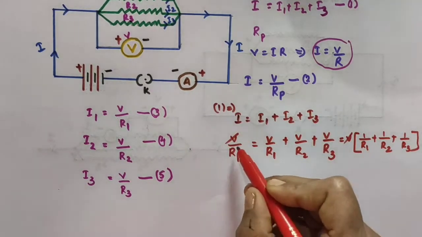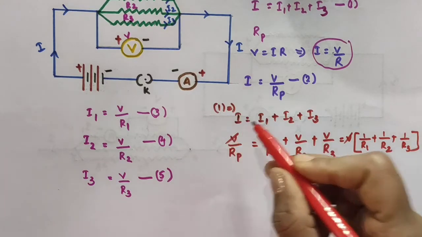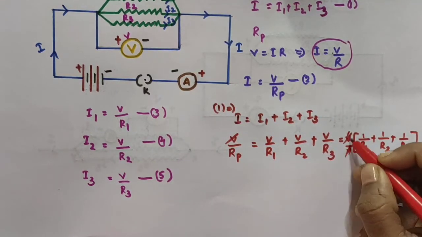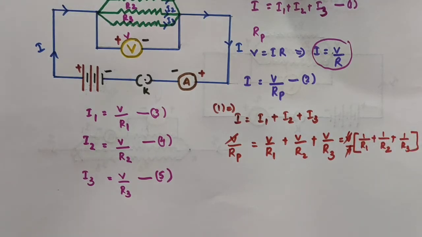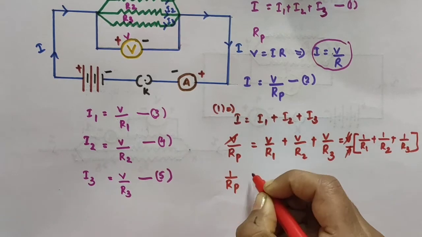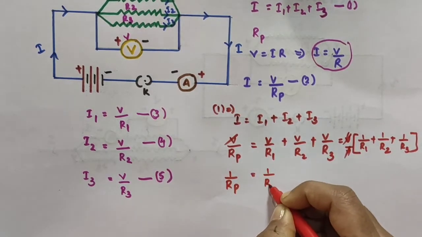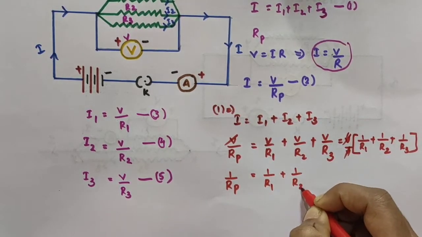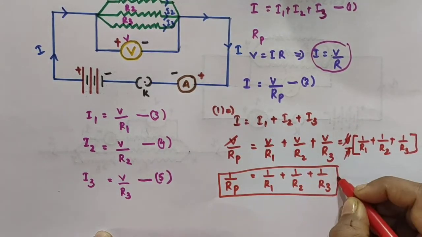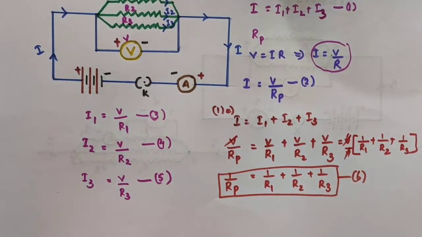That is, when you are taking this V from this side of the equation to this side of the equation, that goes to the denominator like this. So denominator and numerator, the V cancels each other now. The rest we have here: 1 by Rp is equal to 1 by R1 plus 1 by R2 plus 1 by R3, and I am taking this as equation number 6.